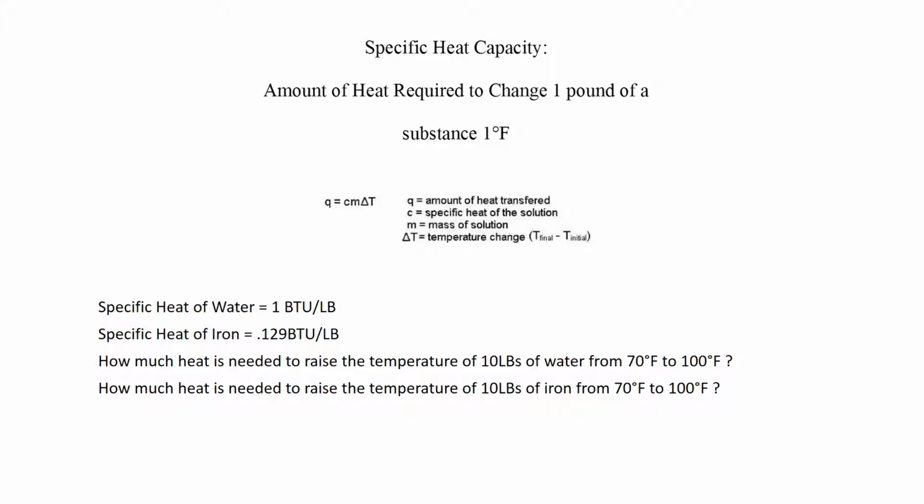The formula is Q equals C times M times delta T. Q is the answer, the BTUs that have been transferred. The letter C is the specific heat capacity of the substance. The letter M is the mass of the substance. And the triangle T, what we call the delta T, is the difference in temperature. Remember, you will be subtracting the beginning temperature from the final temperature.